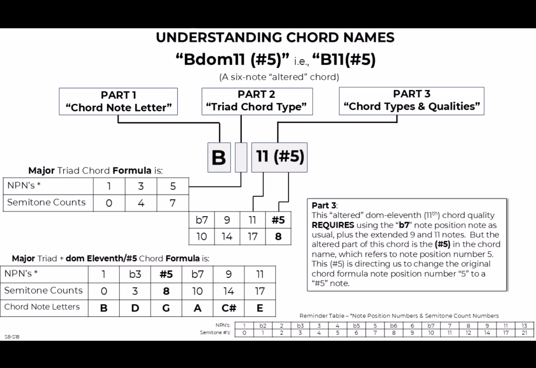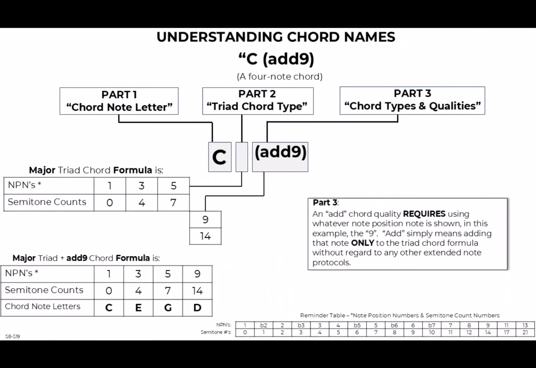I hope you can now see what makes altered chords altered and how they are described as part of their chord name. Now let's look at a C add 9 chord. This add 9 chord was not one of the original chord types in our group of 4 that we had seen earlier, but it will now make more sense to learn it based upon the knowledge we gained previously. This is generically called an add chord. Let's check it out. So for any add chord, its chord name will reflect the note position note to be added to its triad chord formula.